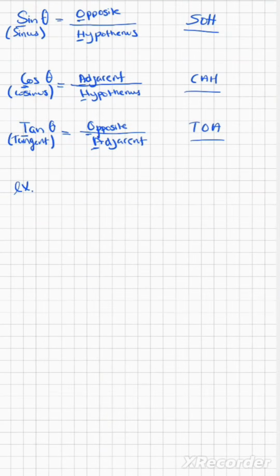Now let's have an example. Let's say you have the opposite side as 3, the adjacent side as 4, and the hypotenuse as 5. So let's just have a visual representation. We have 5 here, 4 here, and 3 here.